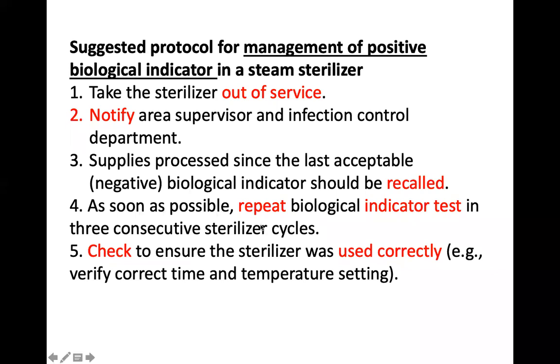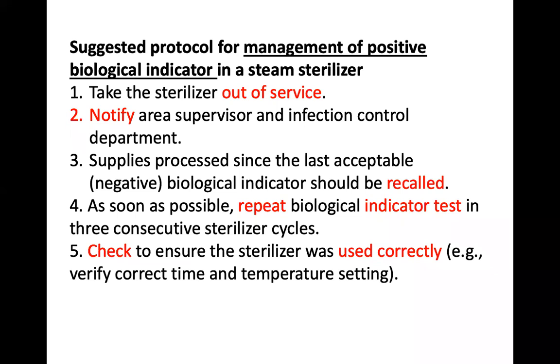Then as soon as possible, repeat the biological indicator test, okay? In 3 consecutive cycles. Remember, this failure could be from anything. It could be from not setting the timer properly. Maybe there was a power blackout, okay? So it did not actually run for 15 minutes. It ran for 5 minutes, and there was a blackout for 8 minutes. The power came back. So maybe there was a power malfunction, okay?